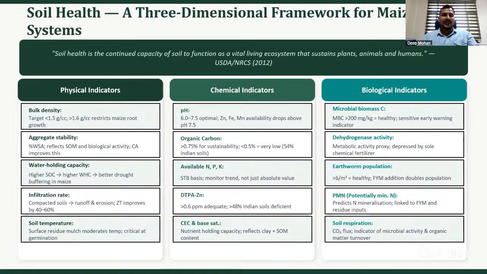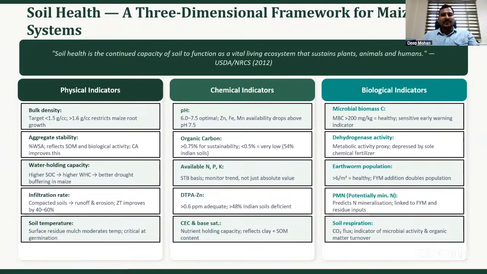Physical indicators include bulk density, aggregate stability, water holding capacity, infiltration rate, and soil temperature. Bulk density has to be less than 1.5. If it's more than that, roots cannot penetrate. Penetration resistance will be higher, so roots are going to suffer. Ultimately, yields are going to suffer.